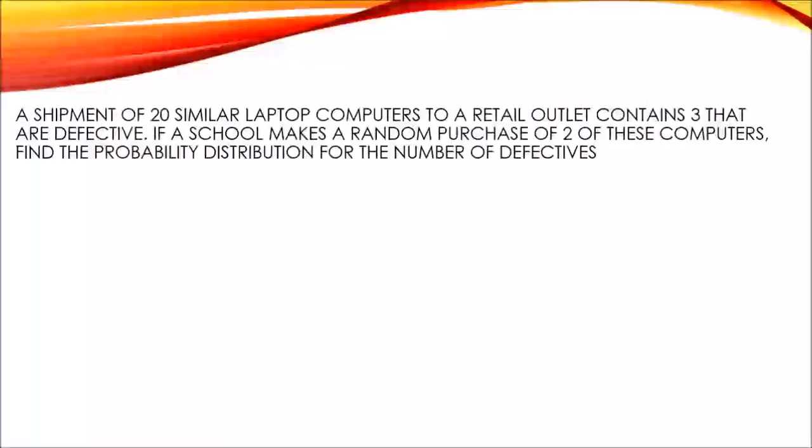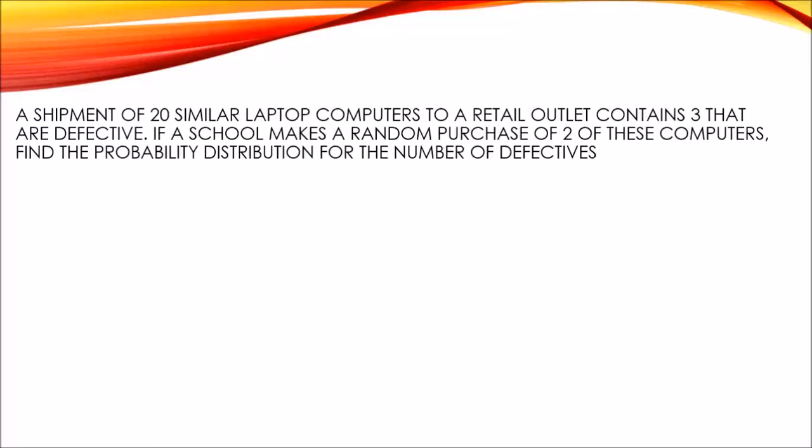Okay guys, I have here a new example. A shipment of 20 similar laptop computers to a retail outlet contains 3 that are defective. And if a school makes a random purchase of 2 of these computers, find the probability distribution for the number of defective. Okay? So if we pick 2 of these laptop computers, what would be our random variable?